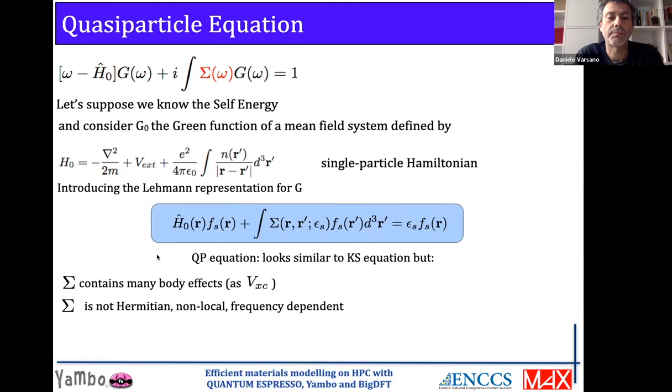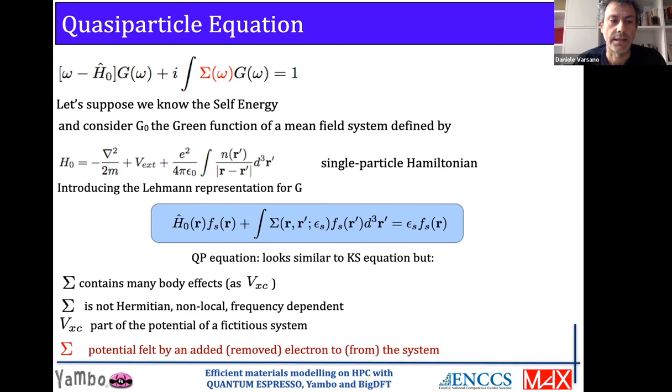Here, the self-energy contains all the many-body effects, as in Kohn-Sham, where we have a local exchange-correlation potential. But now sigma is not Hermitian, first of all, it is non-local, and it is frequency dependent. This complicates a lot the procedure to solve this equation.